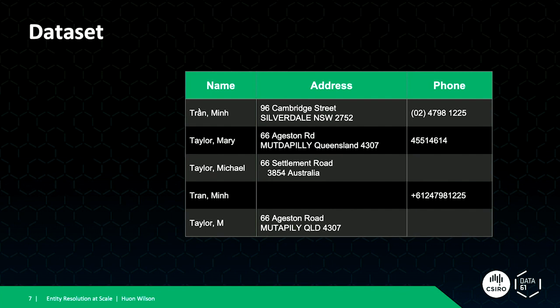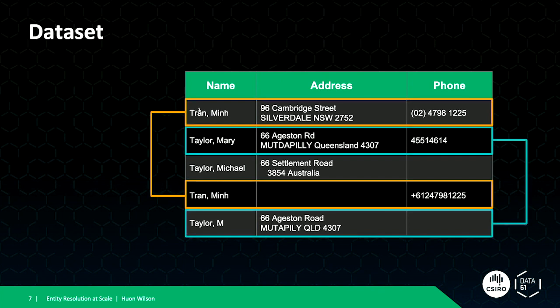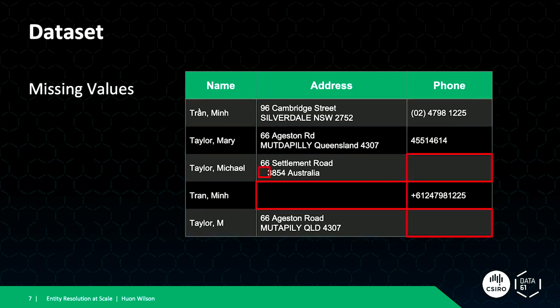We have 3 different people here. A human could probably guess that we have Min Tran twice and Mary Taylor twice. But all of these records are slightly different. For example, there's missing data. There's records that are just completely missing a field, as well as missing components within a field. So we're missing a suburb here.